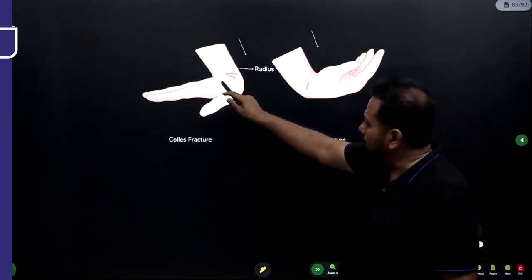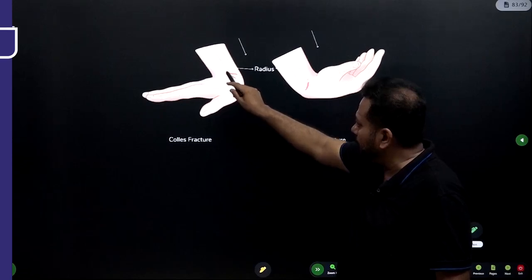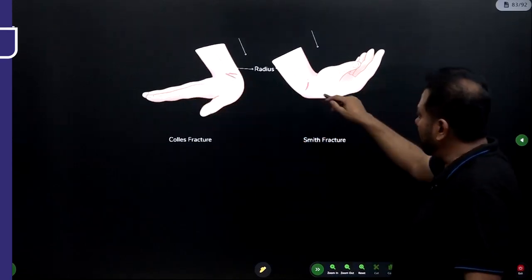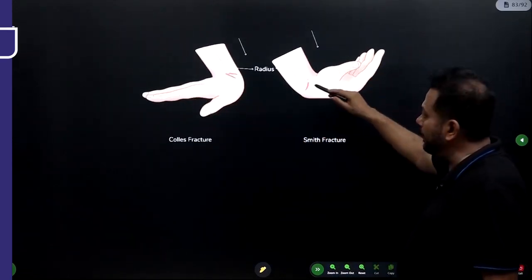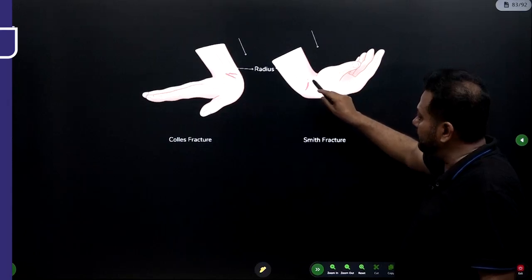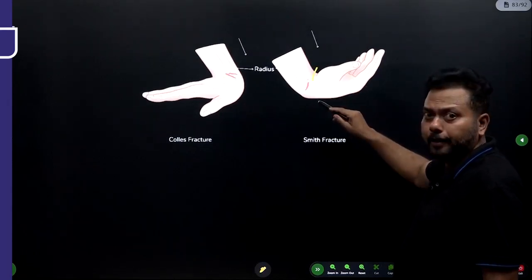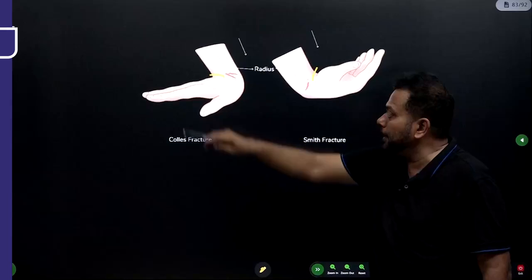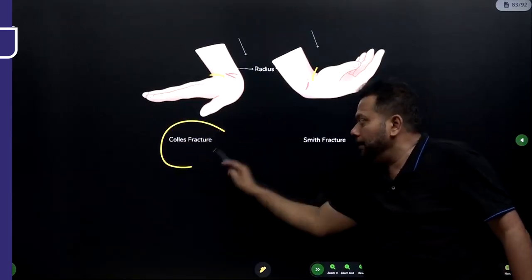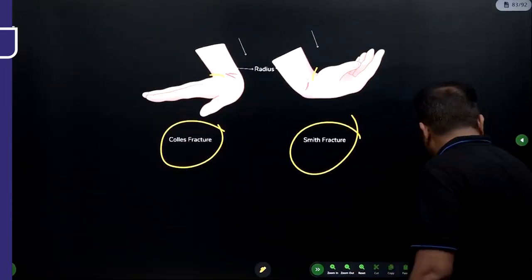So, look at this, this is the difference. Fall on outstretched hand, there is a dorsal tilt of the distal fragment in extension. This is fall on outstretched hand in flexed position of the hand. The distal fragment is displaced volar or palmarly, in the ventral aspect. This one on the dorsal aspect. That's the difference. This is Colles, this is Smith, right?